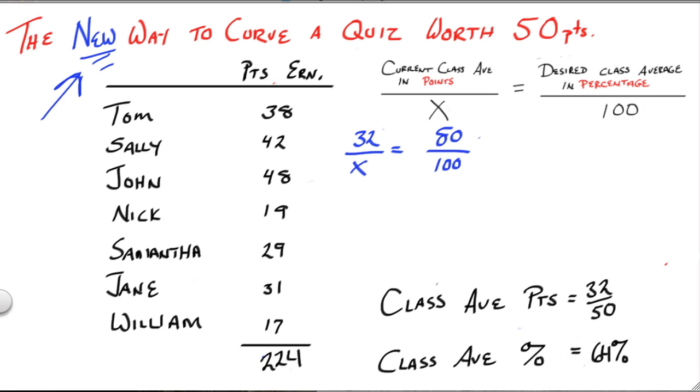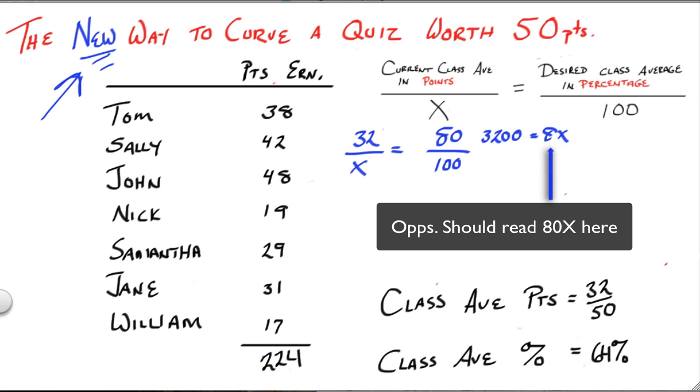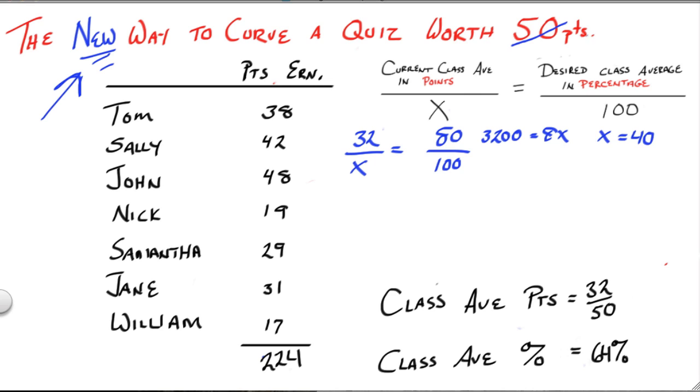Now, that's going to equal 3,200 equals 80x, or x equals 40. So what we do now is this is no longer a 50-point test. It is a 40 points.